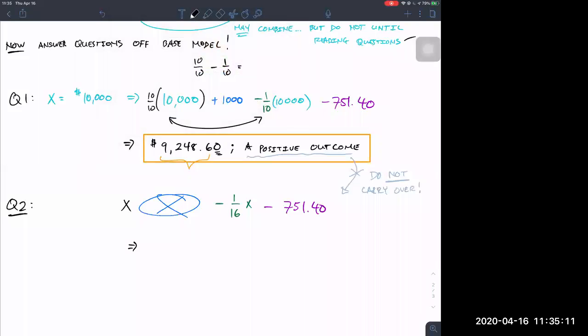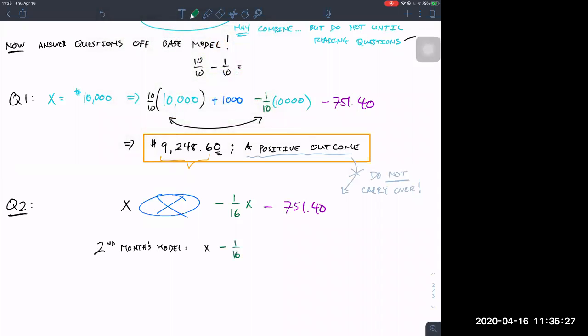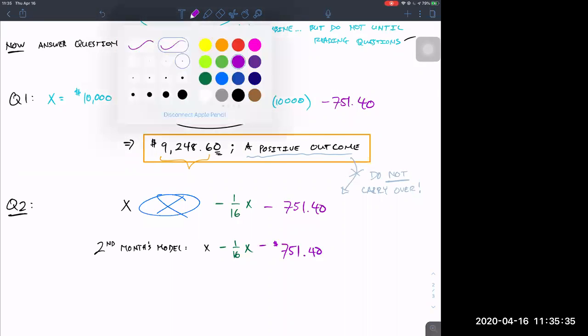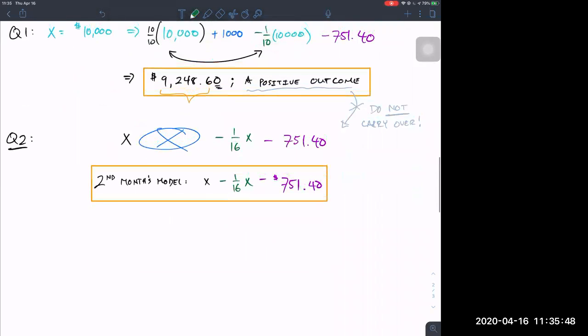So then what you're looking for now is that it's going to look something like this. Actually, let me write this out. Second month's model is going to be just this X, now 1/16, and then minus 751.40. The dollar sign doesn't have to be there. It can or cannot be, depending on your mood. Okay, let me fix that 6 so it looks cleaner. So 1/16 right there.